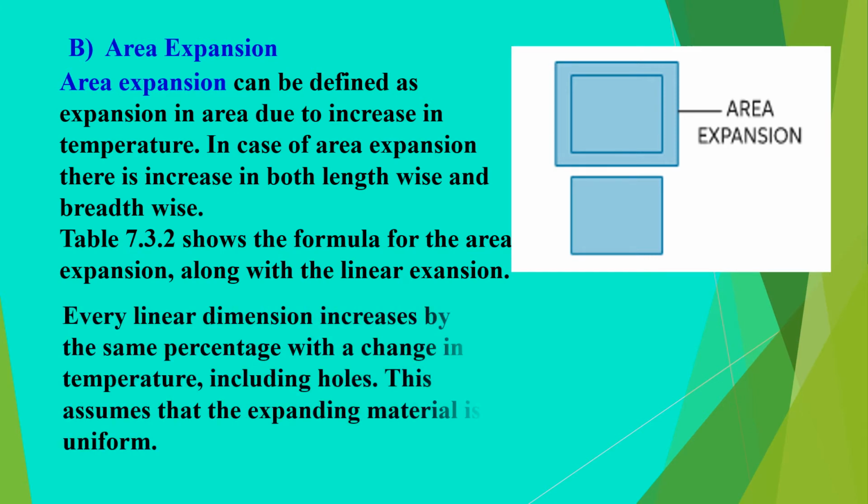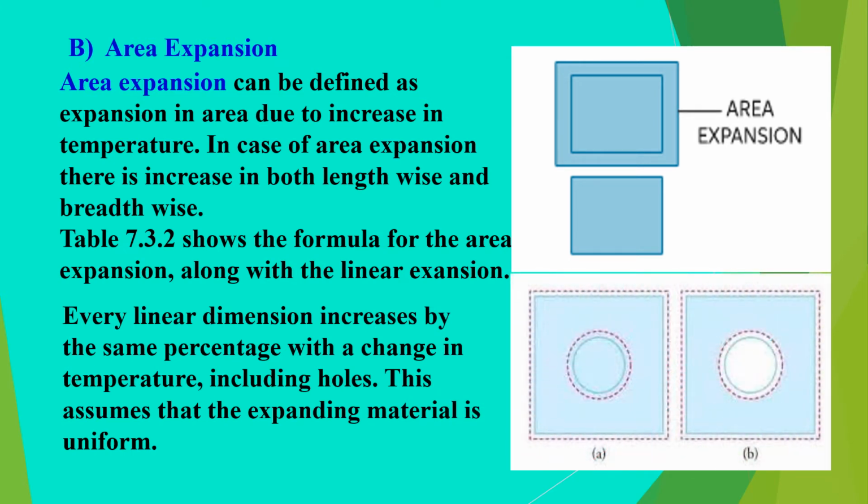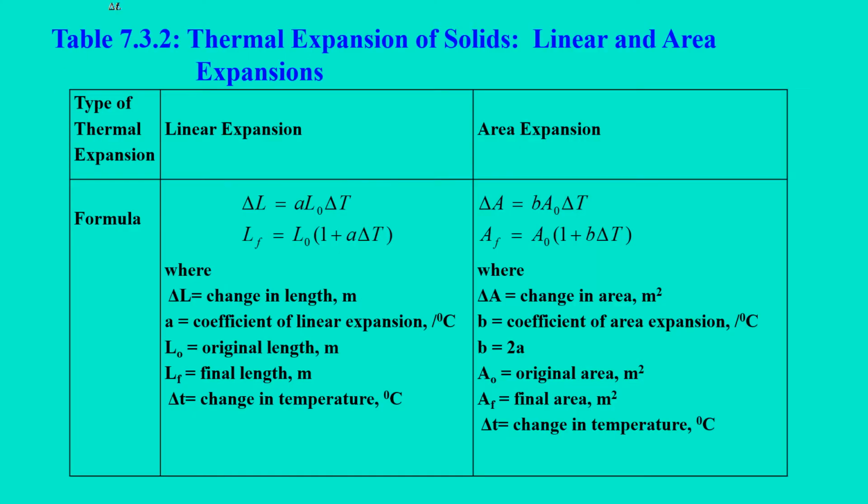Every linear dimension increases by the same percentage with a change in temperature, including holes. This assumes that the expanding material is uniform. Table 7.3.2 gives us the thermal expansion of solids, the linear and area expansions. So, the difference between linear and area expansion here is that delta L is replaced by delta A. The coefficient of linear expansion A is replaced by the coefficient of area expansion, which is B, and B equals 2 times A, and the final length is replaced by the final area, and original length is replaced by original area.